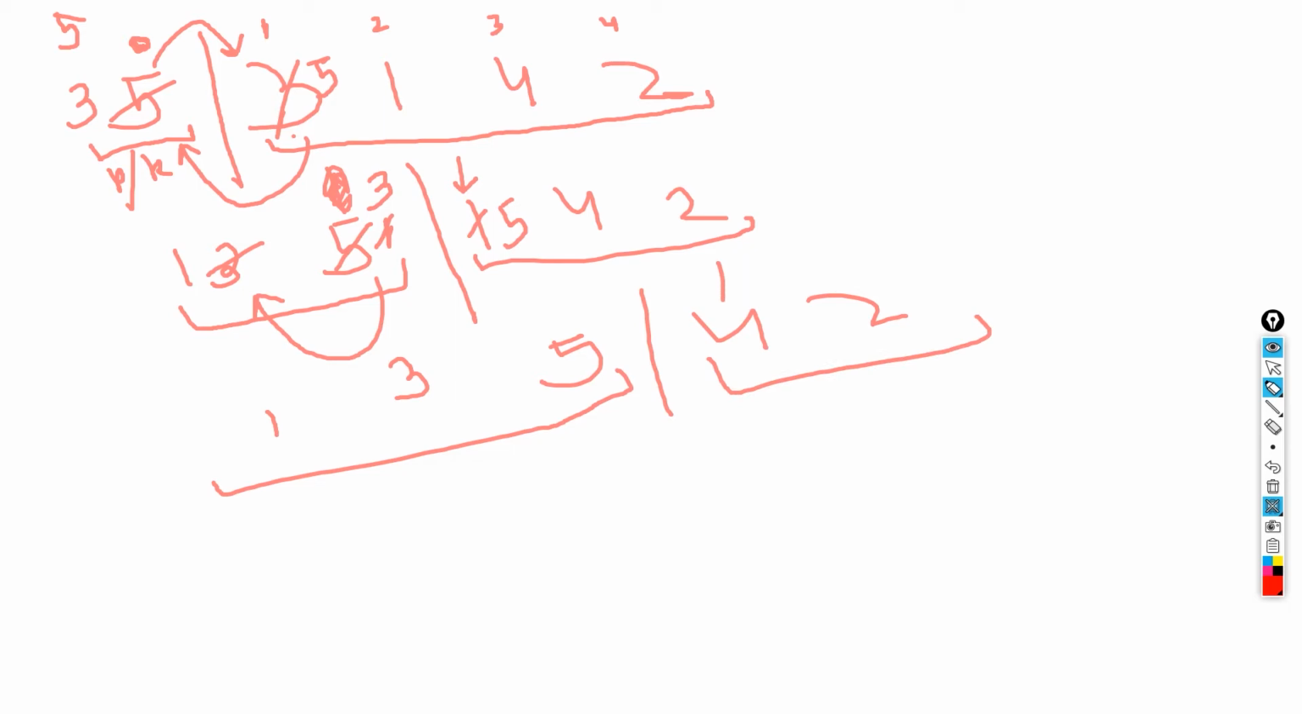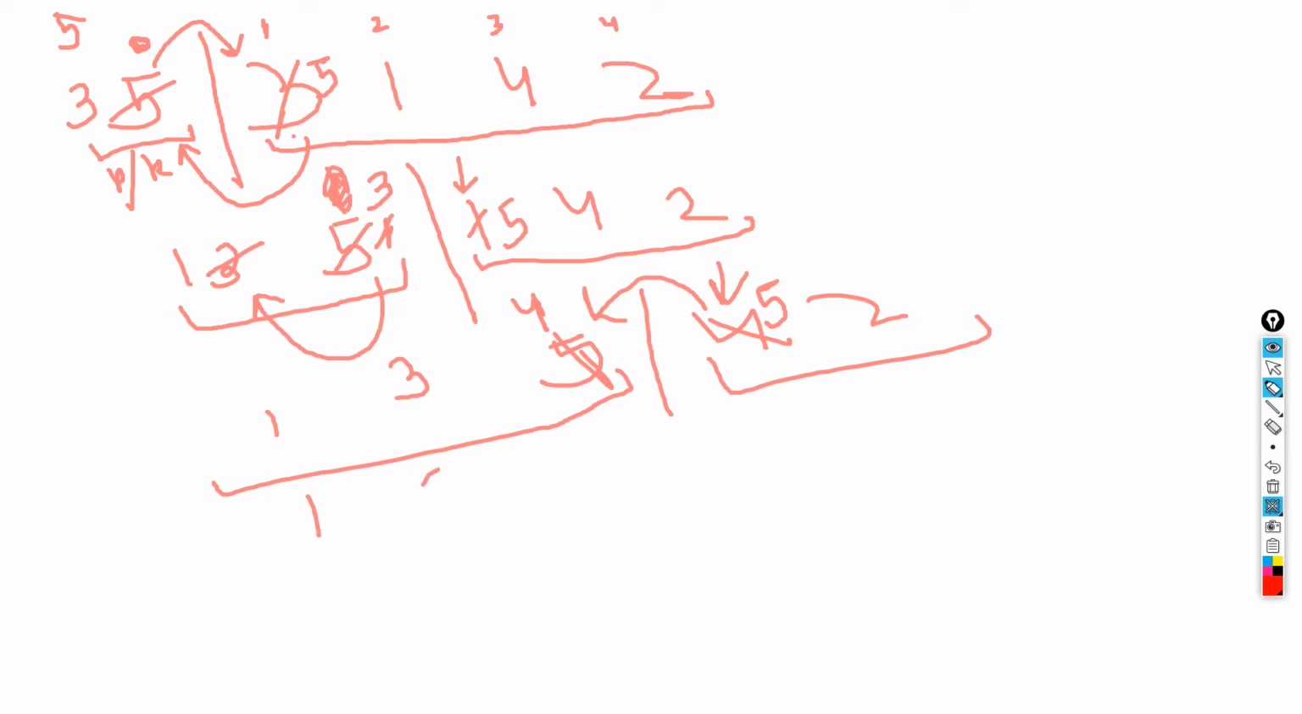Now we will be comparing this 4 with this 5 at first. Since 5 is greater, 4 comes over here and 5 comes over here. Now we'll compare 4 with 3. This 3 is less than 4, so this is not a problem, because we want it to be sorted in ascending order.